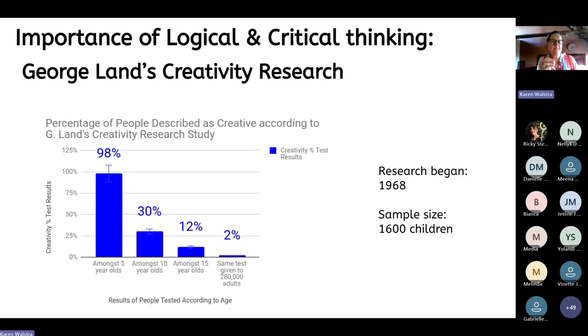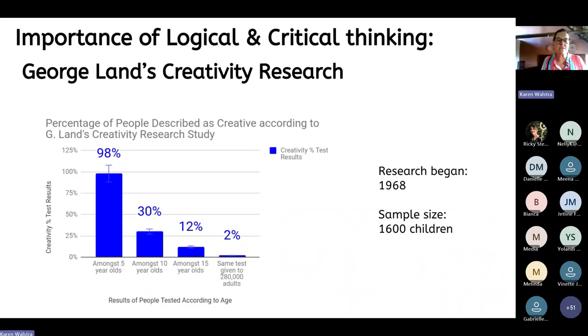What had happened to these kids? They had gone into school. He then took those same children and did the same test with 15-year-olds, and it had then dropped down to 12%. He then did the same test, but he doubled his number of students. So now looking at 280,000 adults. They were in their early 20s when he did this study, and the creativity had dropped all the way down to 2%.